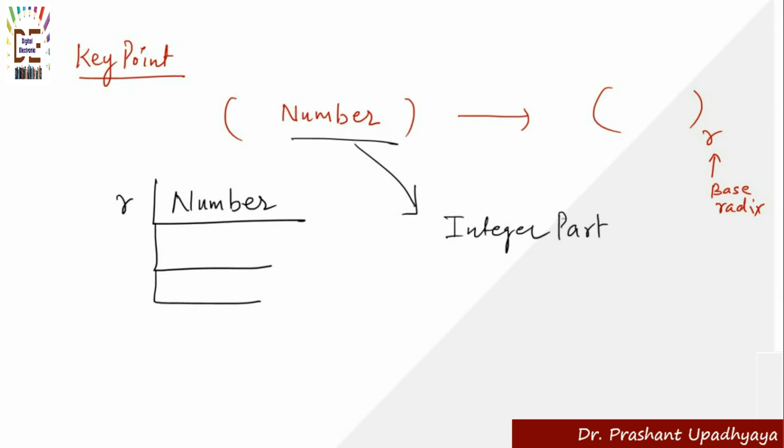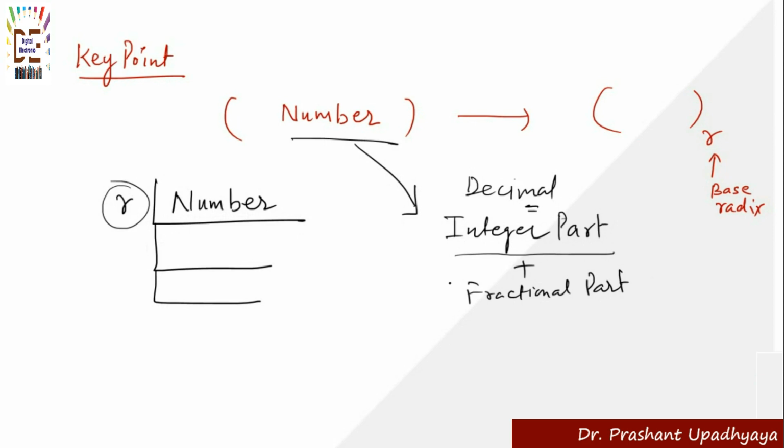But when we are talking about a decimal number, we are not only talking about the integer part. We have got a fraction part also. So whenever we talk about a decimal number, we say the decimal number is formed with the help of the integer part plus the fractional part. For the integer part, we divided by the base radix r. So if I have to convert the fractional part into the given radix, what can be my approach?